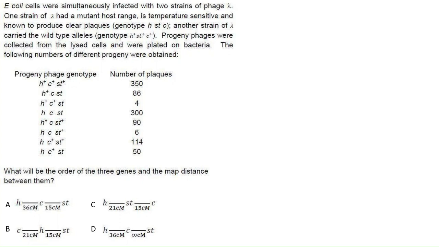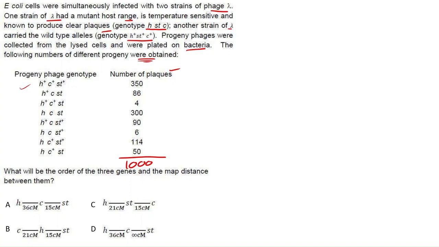E. coli cells were simultaneously infected with 2 strains of lambda phage. One lambda had a mutant host range, is temperature sensitive and known to produce clear plaques. That is H, ST, C. Another strain of lambda carried the wild type alleles H plus, ST plus, C plus. Progeny phage were collected from the lysed cells and were plated on bacteria. The following number of different genotypes were obtained. So these are genotypes, these are numbers of plaques. If you count, the total number of plaques will be 1000.